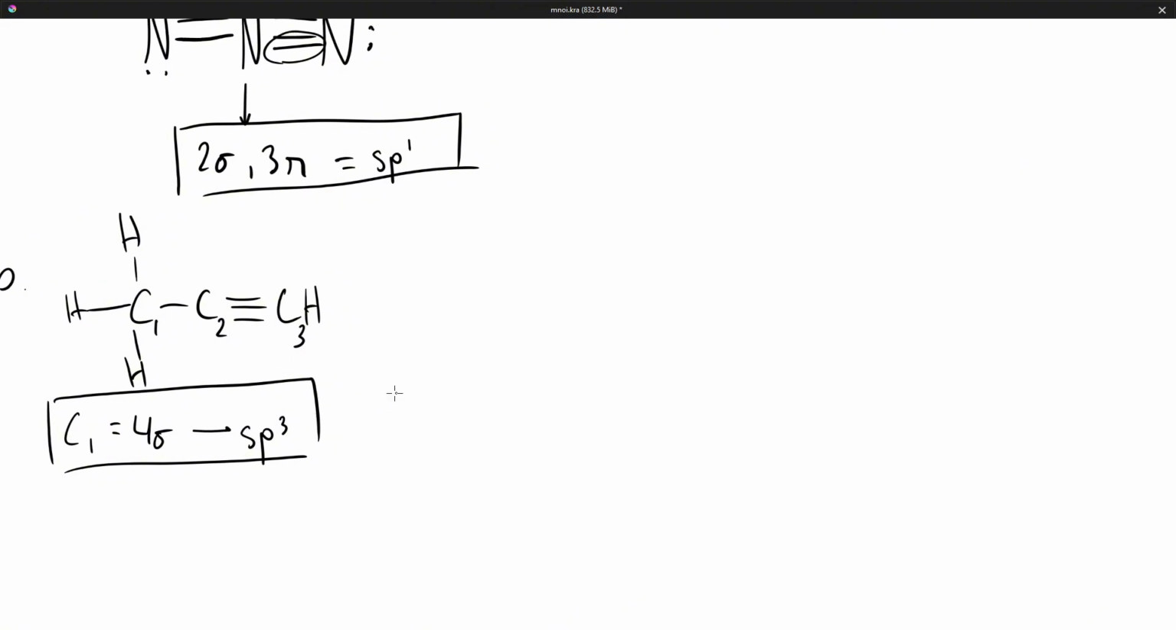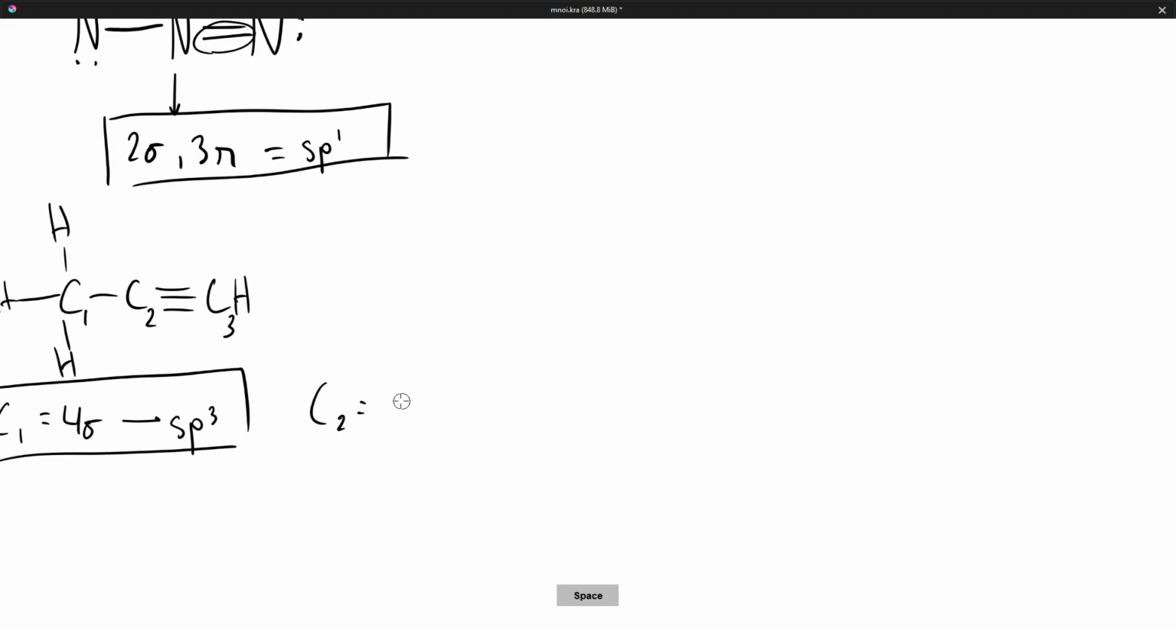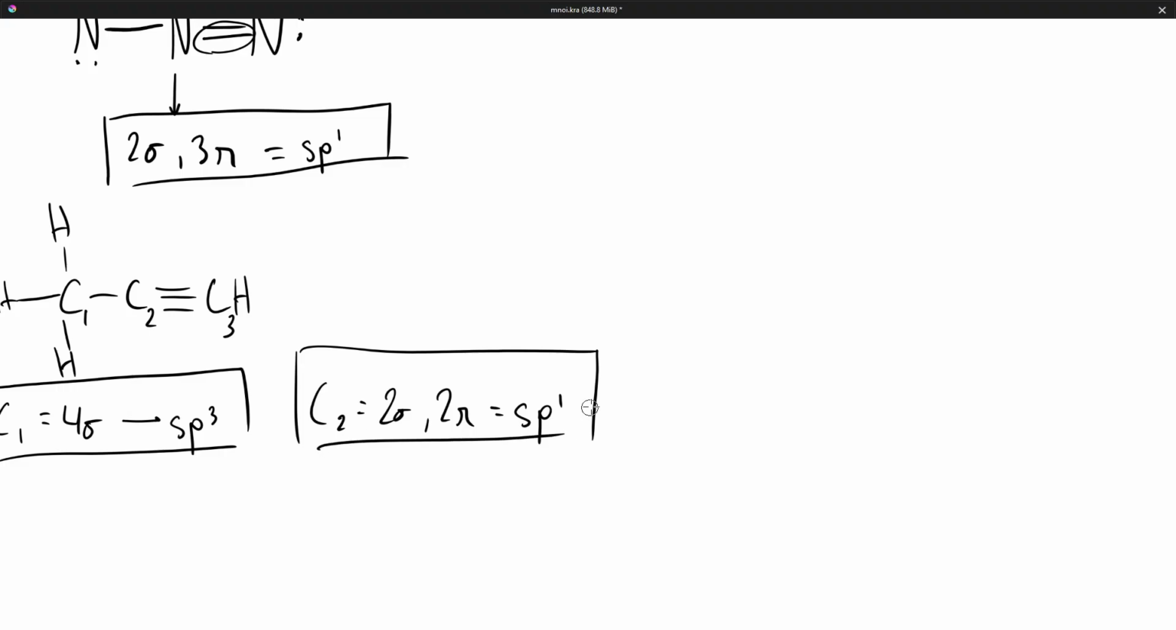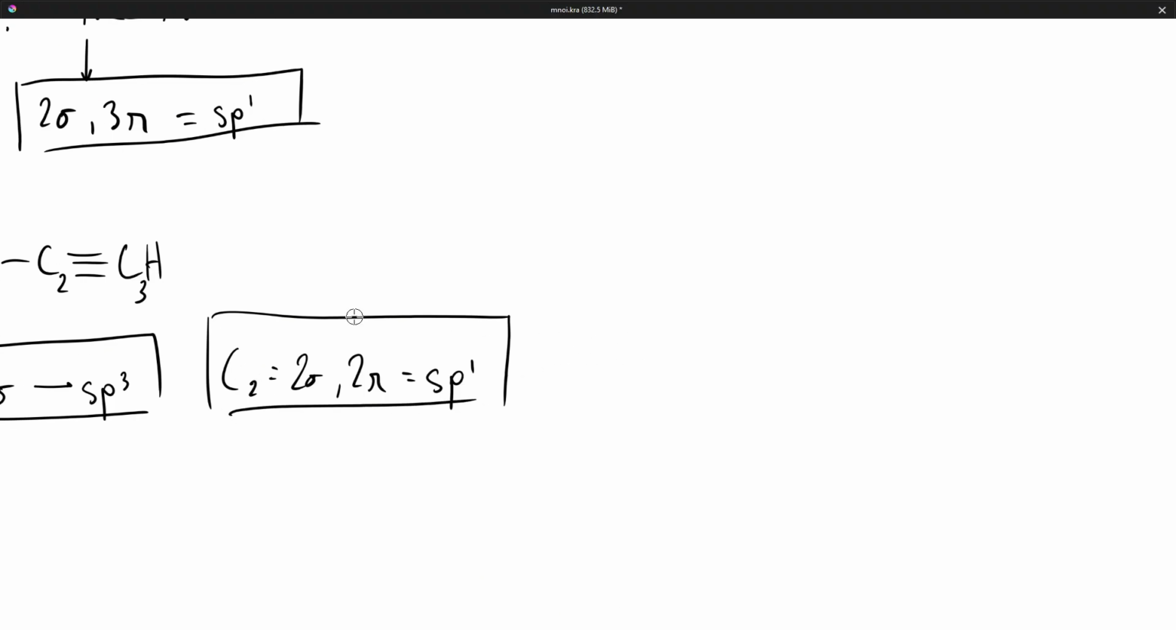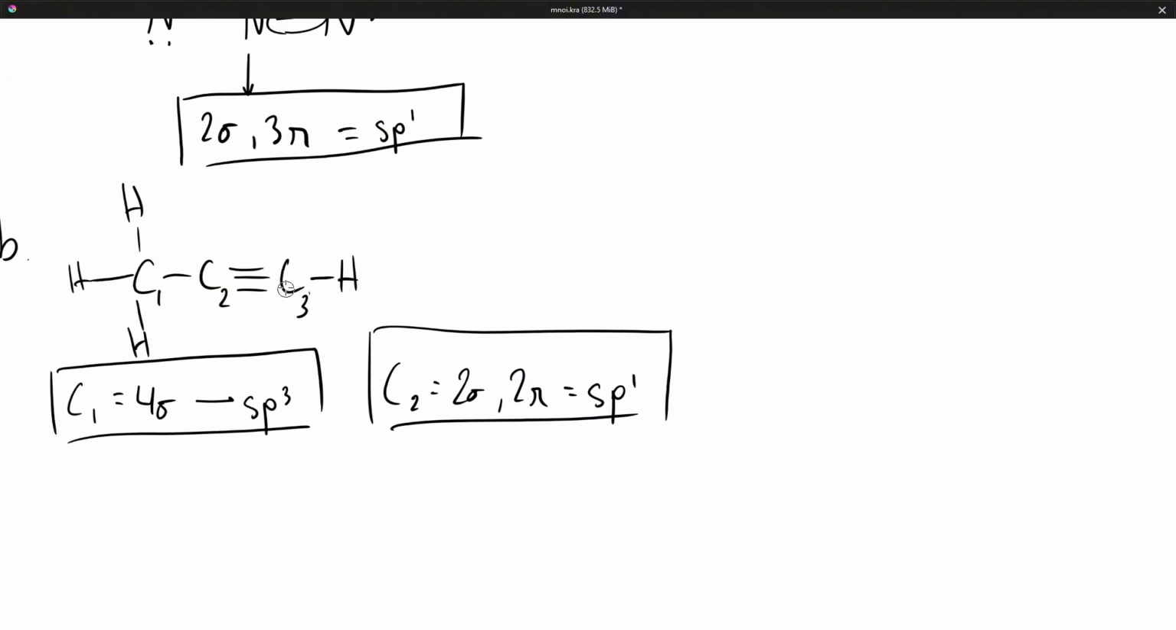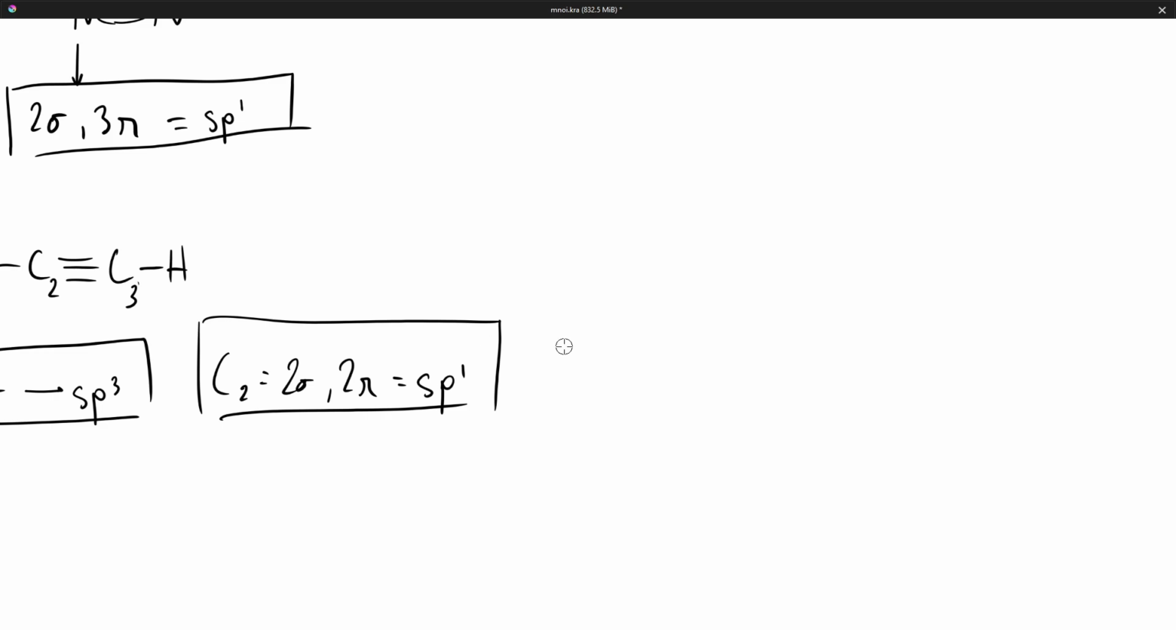Now for the second one, there's one, two sigma bonds, and two pi bonds. So it's 2 sigma, 2 pi, sp1. Okay. Now for this third one. Oh, sorry, I didn't draw it correctly. So you see, it's the same here as C2. There's 2 sigma, 2 pi. So it's basically just the same thing.